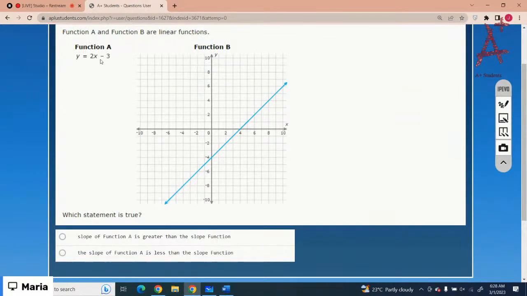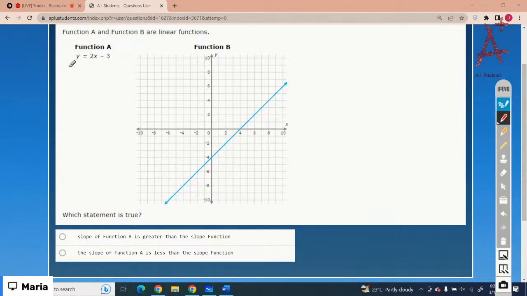Okay, just look at this one. Function A and function B are linear functions. Got it? They both are linear. The comparison for both the graphs here is on the basis of slope. Just look at the slope. For function A, y equals mx plus b. m is the slope. So the slope of this function is 2. Got it? Now you have to calculate the slope of function B. You can calculate it from the graph.